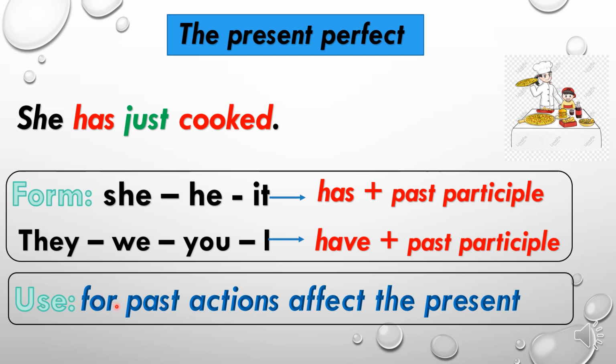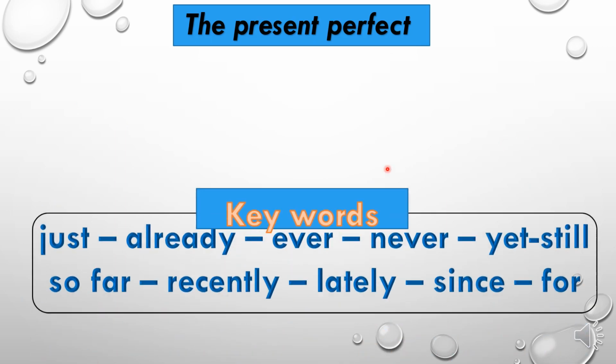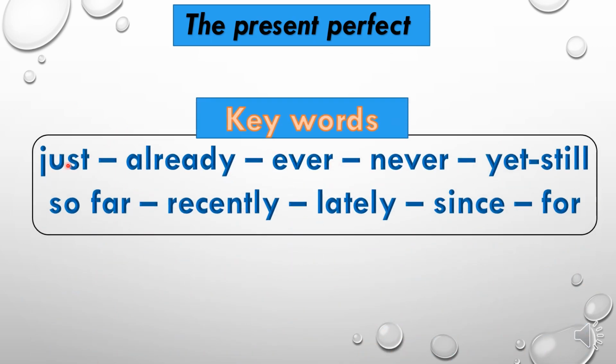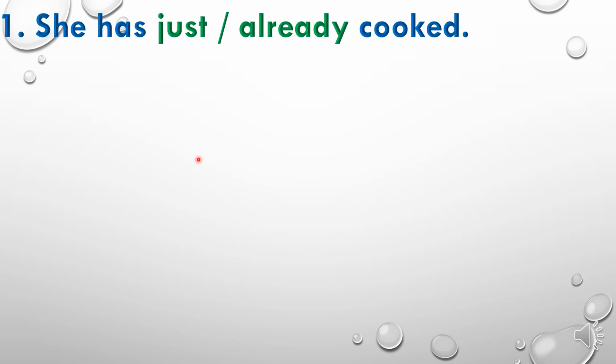The use: for past actions that affect the present. إذا نستخدم هذا الزمان لأشياء حدثت في الماضي وما زالت آثارها في الحاضر. Look here. عملية الطهي انتهت لكن آثارها موجودة. What about the keywords? Just, already, ever, never, yet, still, so far, recently, lately, since and for. هذه الكلمات الدالة على الزمن. To know more about the position of these keywords, مكان الكلمات الدالة واستخدامها في الجمل.